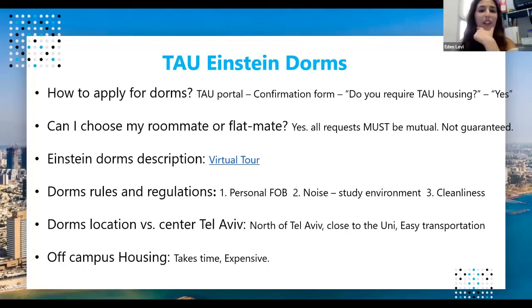Are dorm floors divided by gender? I believe not. No.